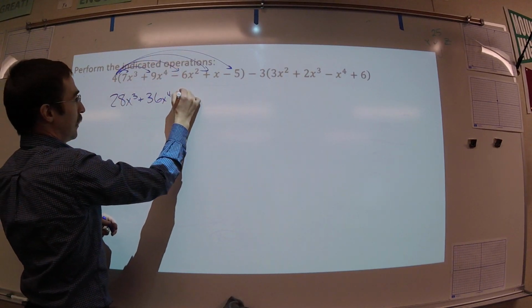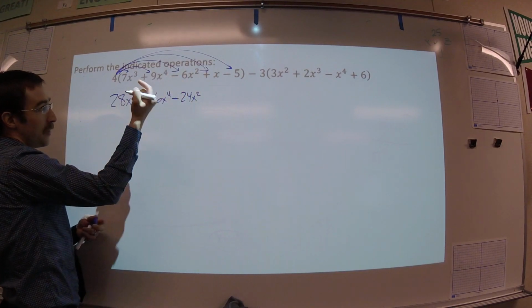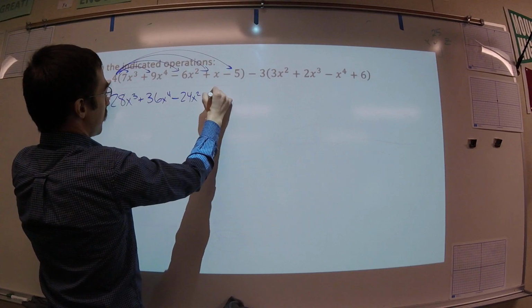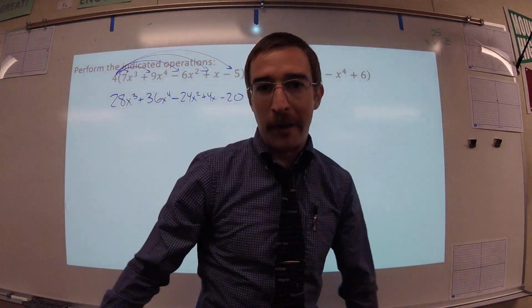Here, we get a negative 24x squared. Notice a minus becomes a minus there. A plus is a plus there. Plus 4x minus 20. So we just multiplied everything in there by a 4.